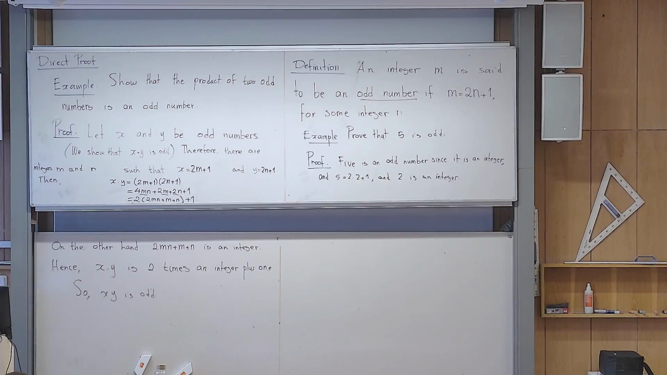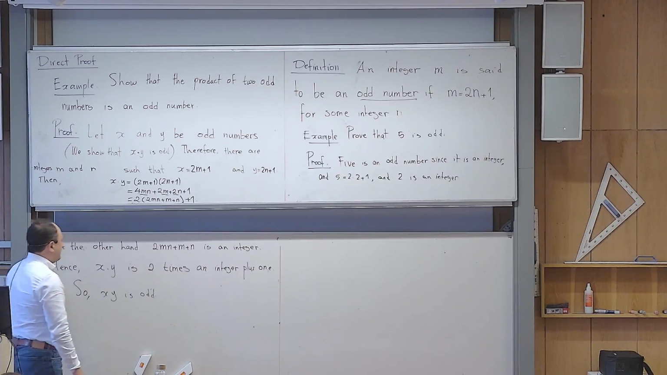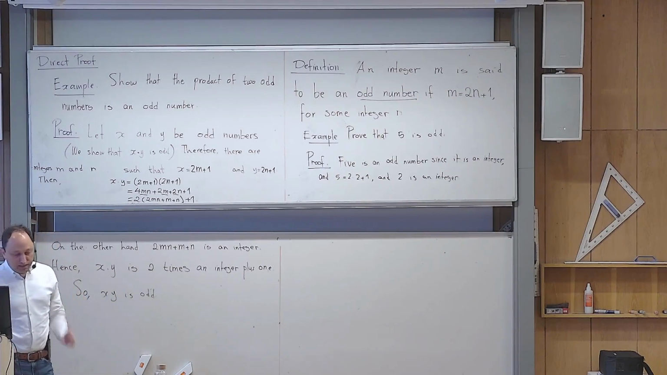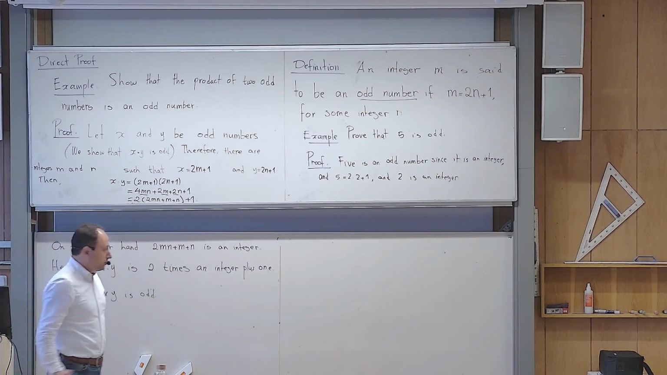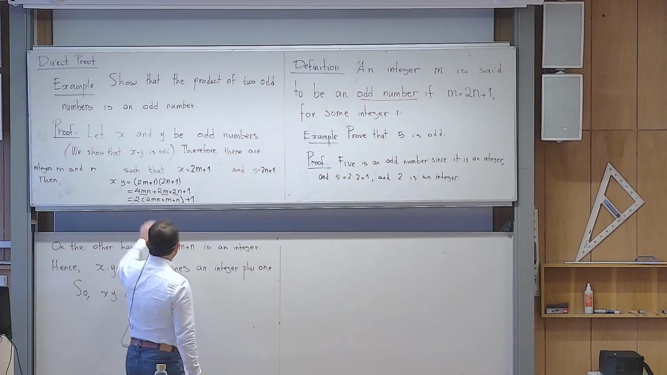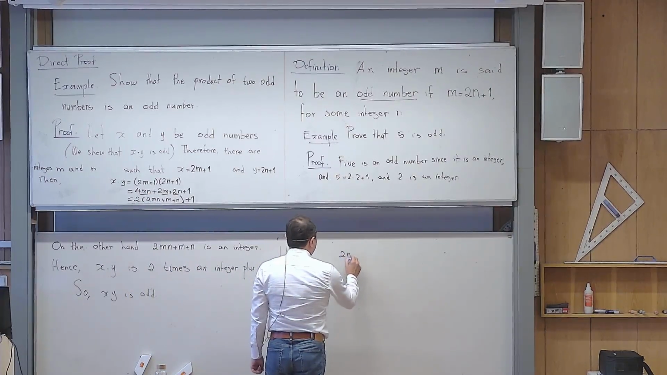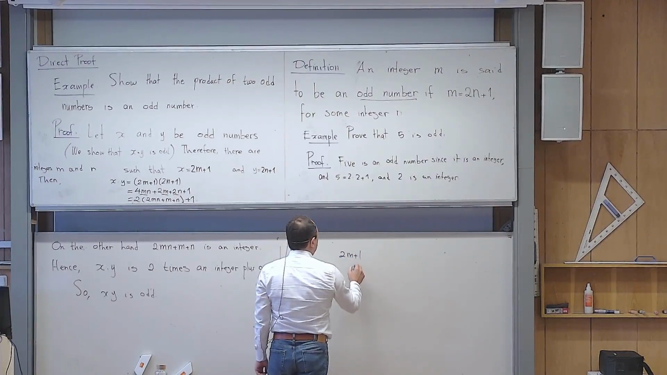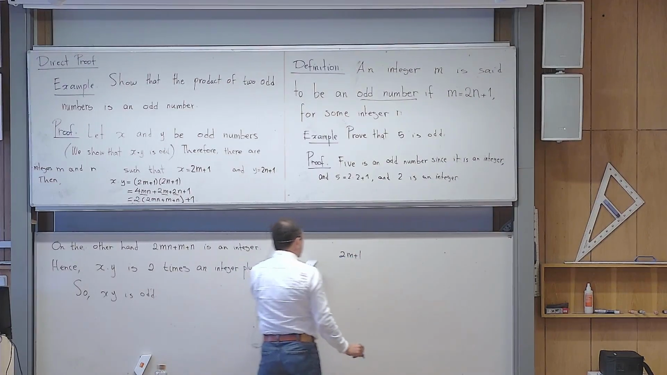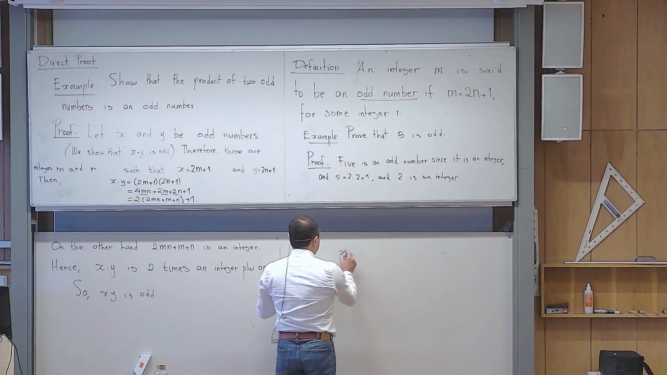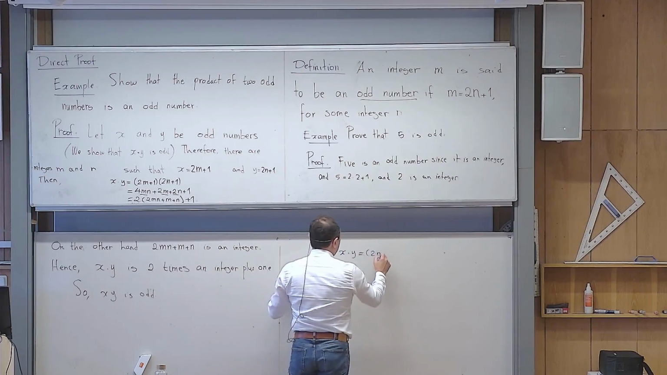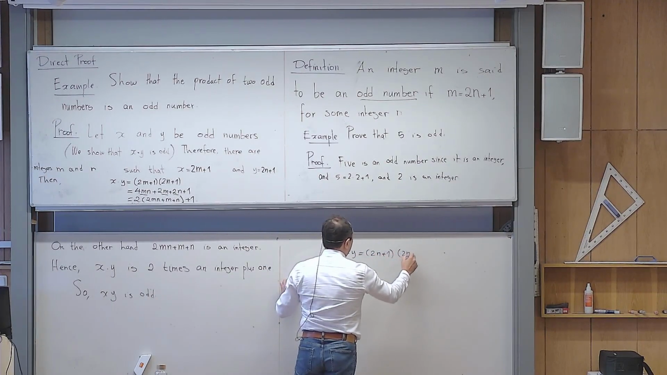Okay, any questions? Okay, there is a common mistake in the other group. We had this. A person wrote it like this. They wrote it as 2m plus 1. So 2n plus 1. So they wrote x times y is (2n plus 1) times (2n plus 1).